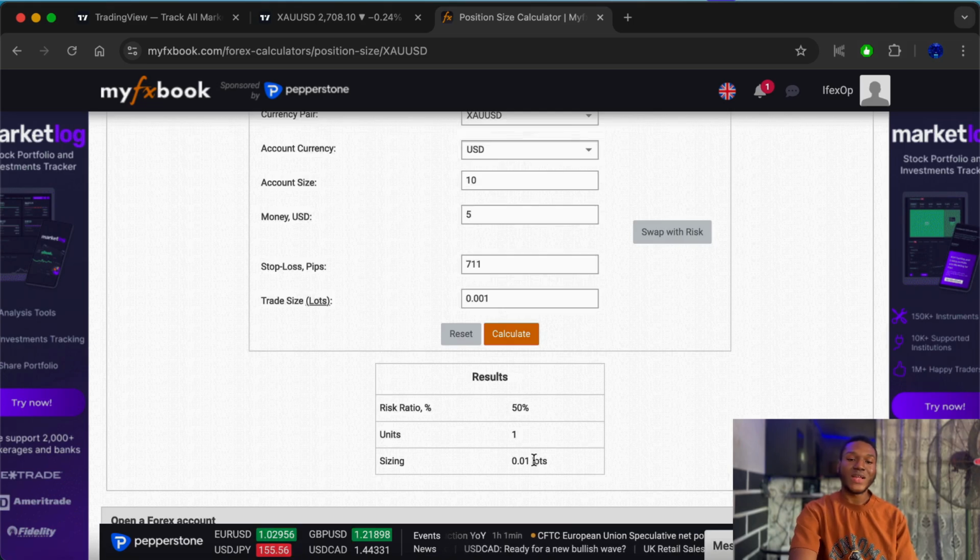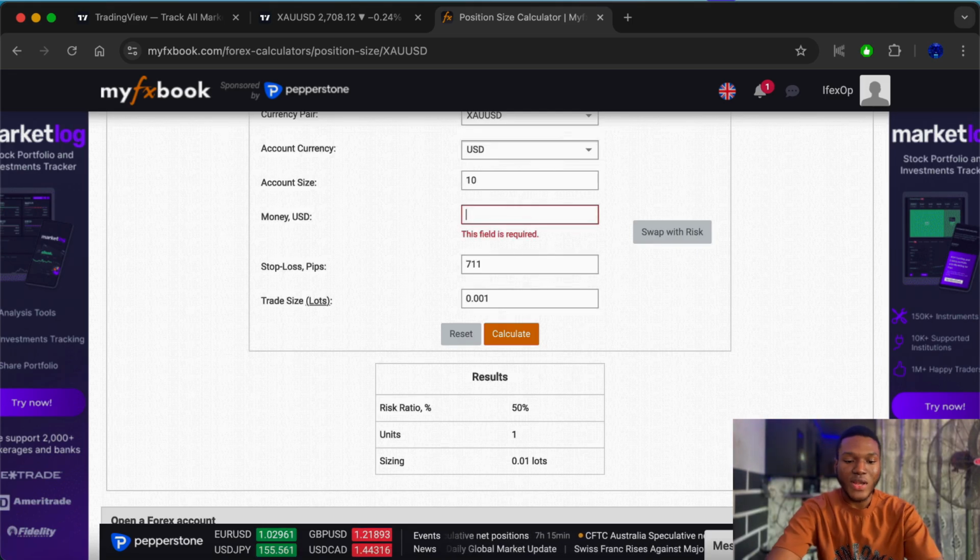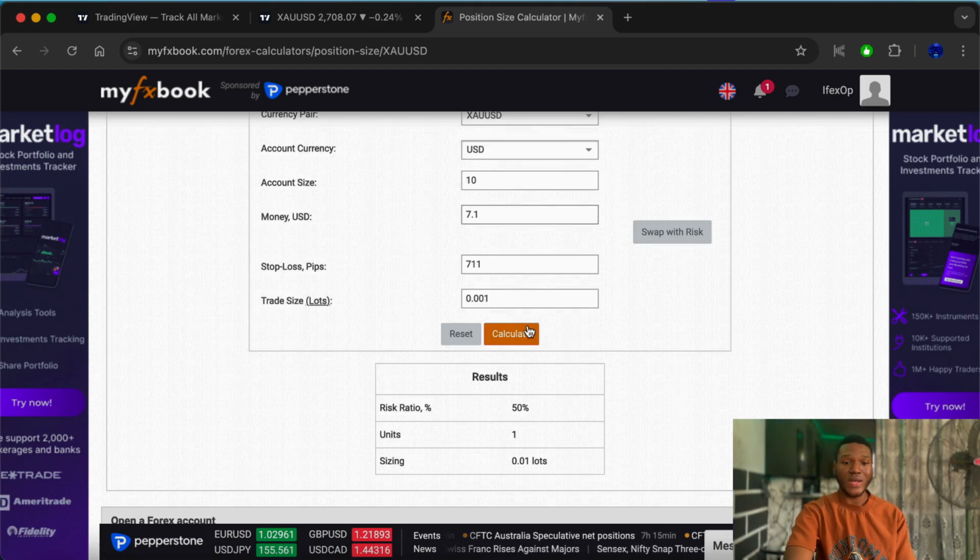0.01, it says for $5. We're literally risking 50% of our account. But guys, this is not the actual value. Do you know why? Because it just calculates $5, it rounds up the risk management, but it's not actually $5 you will lose if this trade goes against you, because the amount you actually lose if this trade goes against you is $7.1. Let's imagine we write $7.1 now and press calculate.